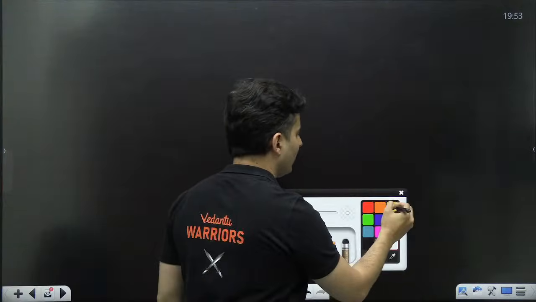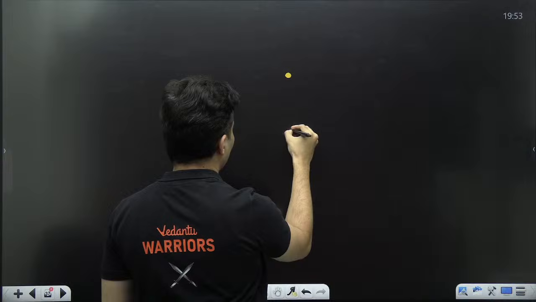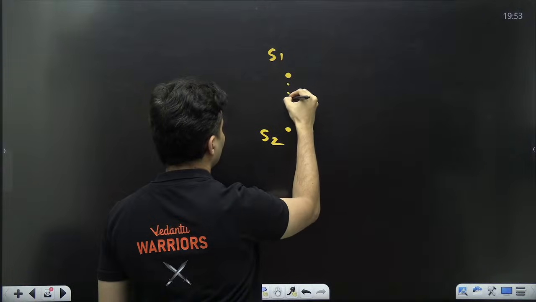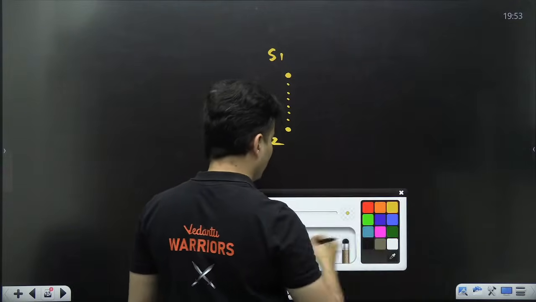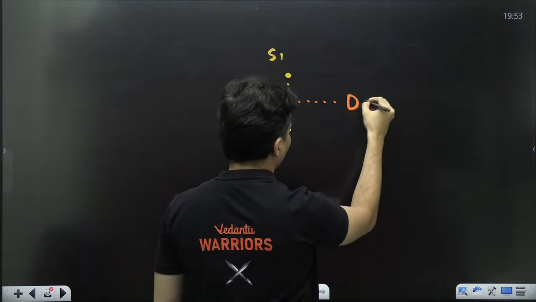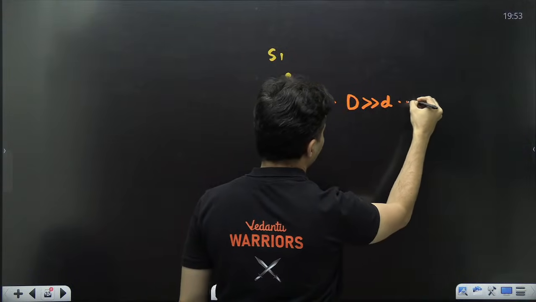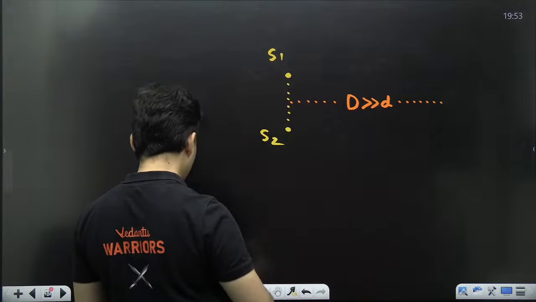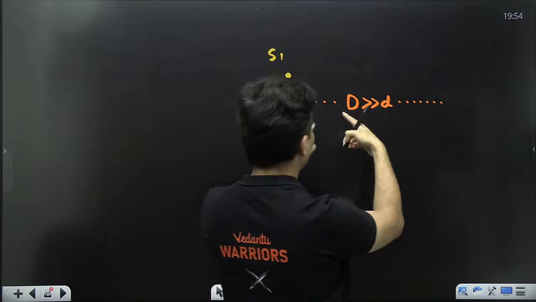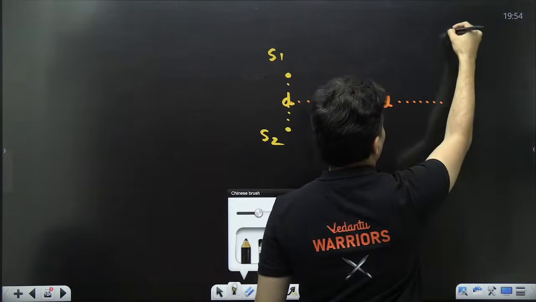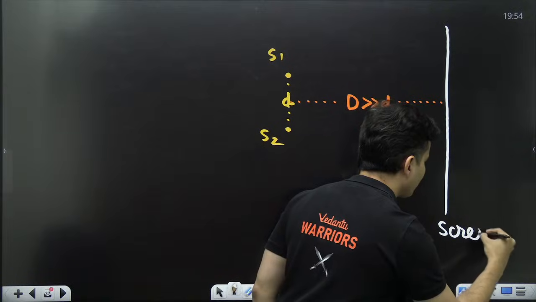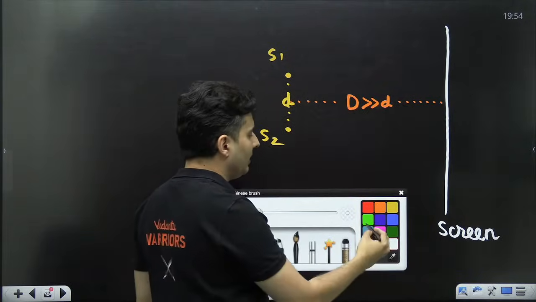Now, if I show source number 1, source number 2, S1 and S2, and from the midpoint of them I show capital D, which is generally much larger than small d. This small d is right over here. Remember that? That is much smaller than this distance. And this is where you have your screen.